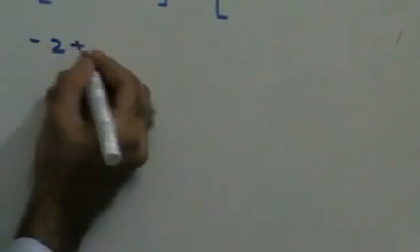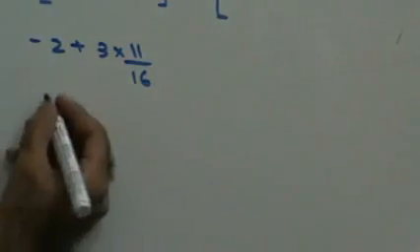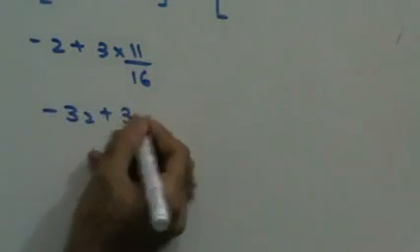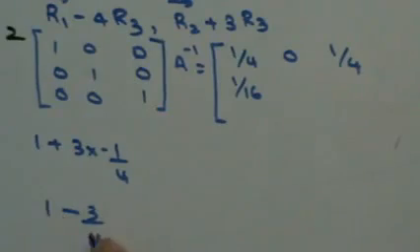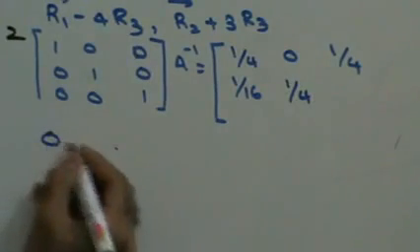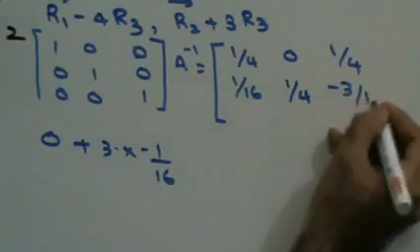Next. Minus 2 plus 3 into 11 by 16. Right? So this is going to be minus 32 plus 33 by 16. So that's 1 by 16. Next. You have 1 plus 3 into minus 1 by 4. So you have 1 minus 3 by 4. 4 minus 3, that's 1 by 4. Next. 0 plus 3 into minus 1 by 16. So that's minus 3 by 16.